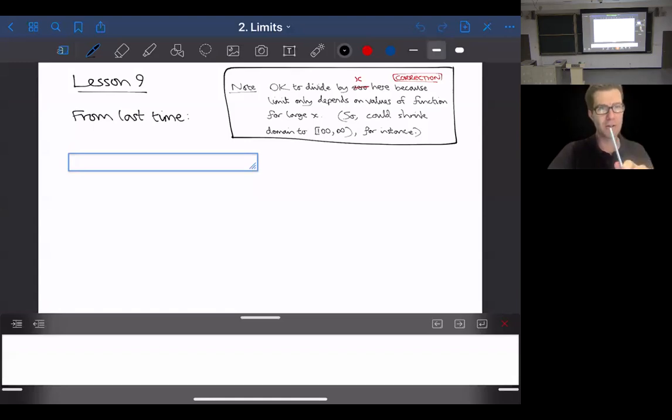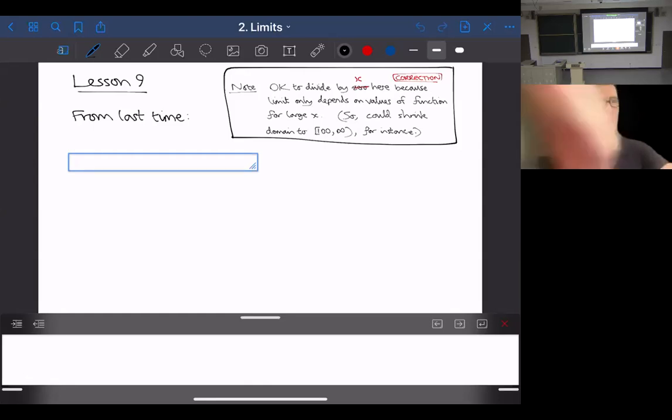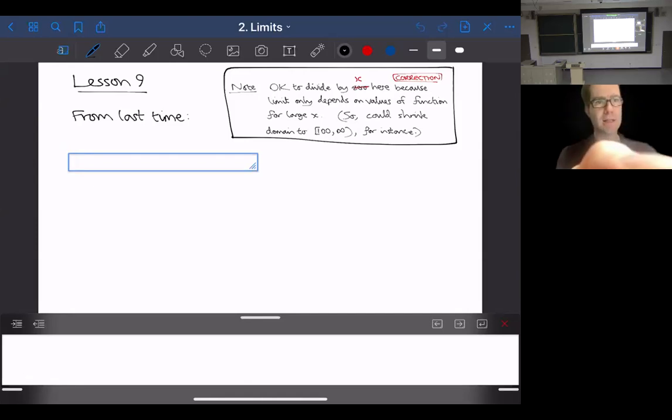From last time, a correction. In a note, I said okay to divide by 0. That's obviously not true. I meant okay to divide by x. So you can see that's corrected in the notes from last time.